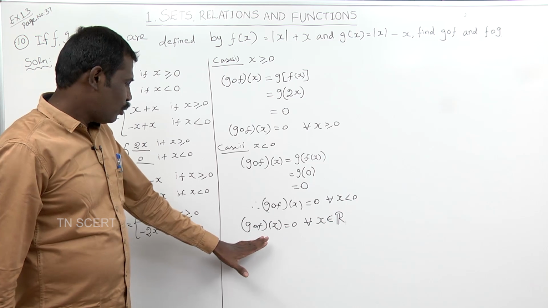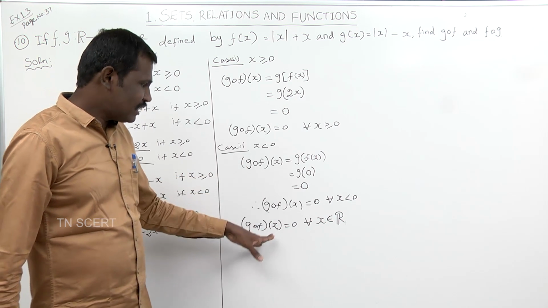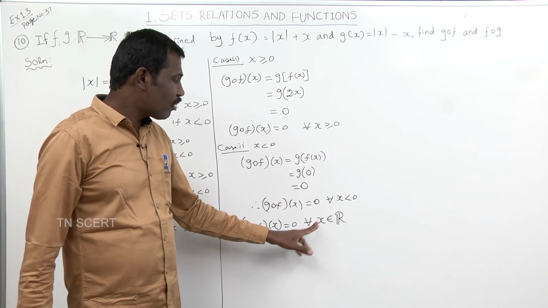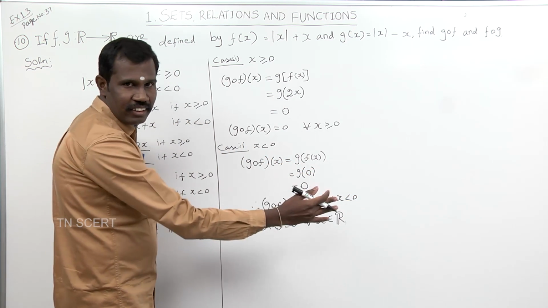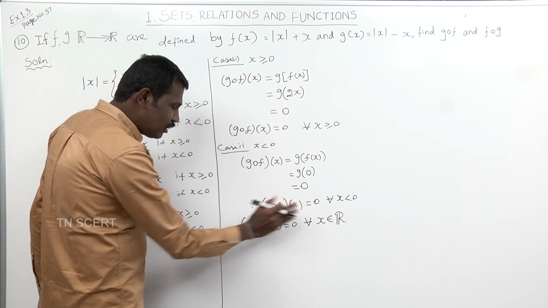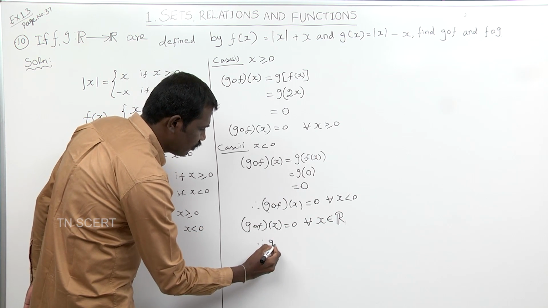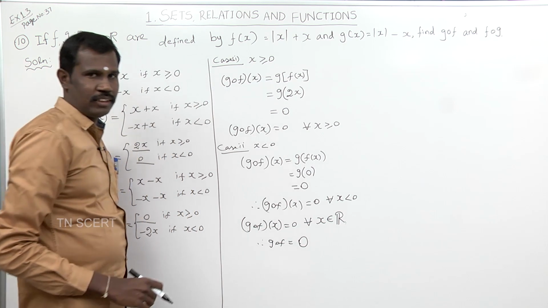Okay. Now, g composite f of x equal to 0. This is true for all x belongs to R. It means the function is identically 0. That means it is a 0 function. Therefore, g composite f equal to the 0 function.